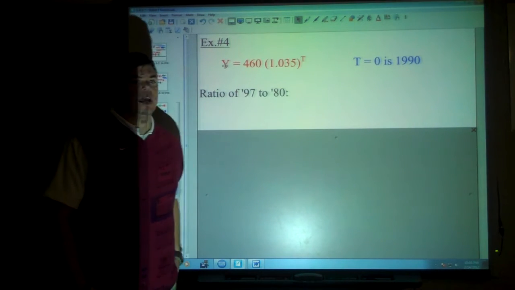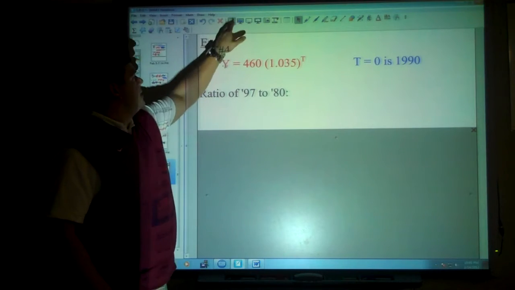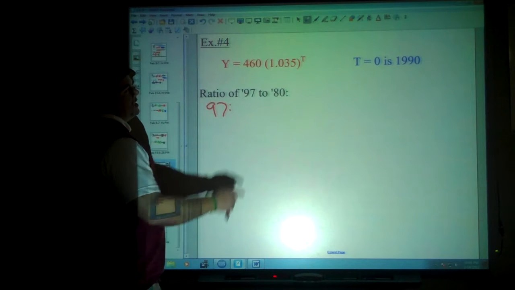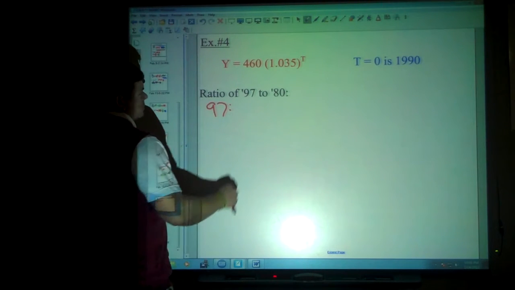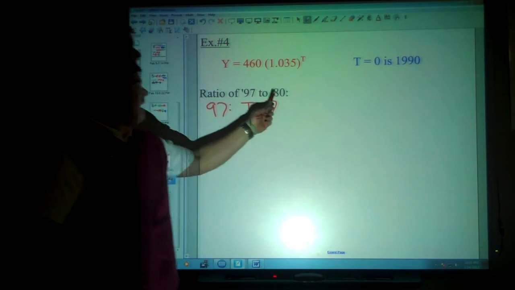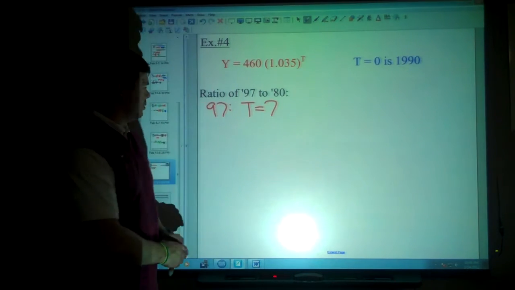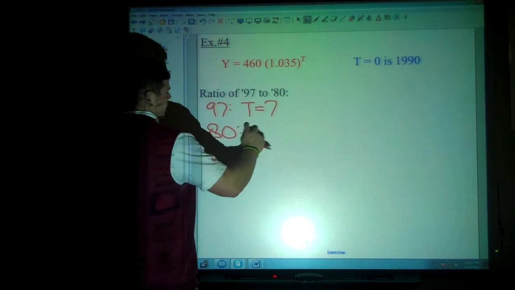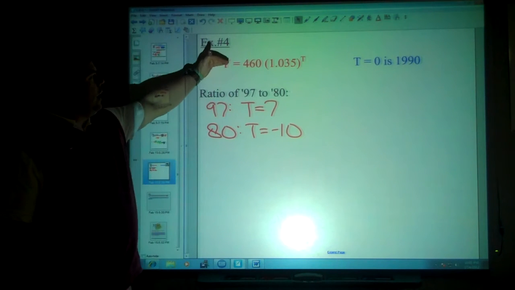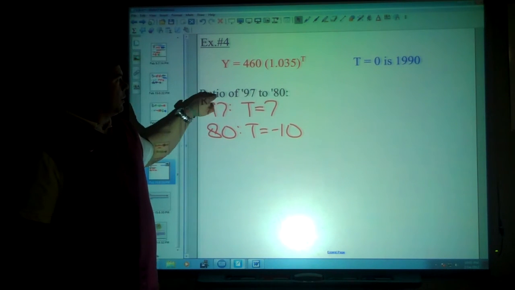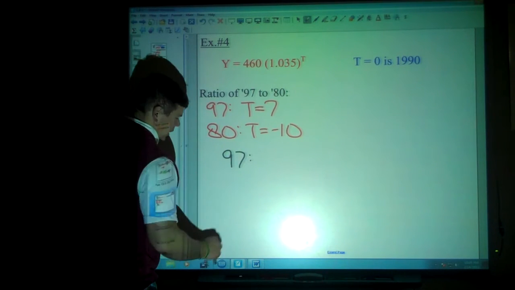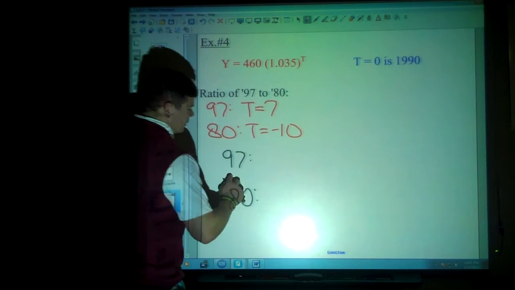I want to find the ratio of 1997 to 1980. So for 1997, 97 is actually going to be 7 years since 1990, right? So that means my t-value is 7. Now 1980 is a little different. 1980 is 10 years before. So 1980 is a t of negative 10. So we're going to use this equation with these different t values, and we're going to do it as a ratio. So on top will be 1997, and on bottom will be 1980.